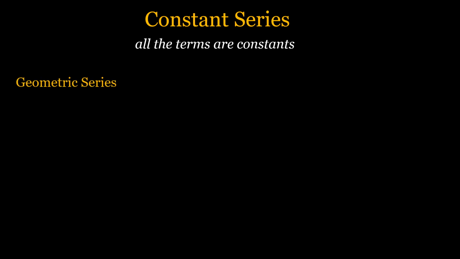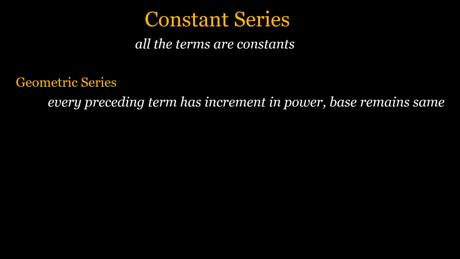Constant series. Series in which all the terms are constants are called constant series. Constant series, further, has its own types. Geometric series is a type of constant series. In geometric series, every preceding term has an increment in its power, whereas the base number remains constant.